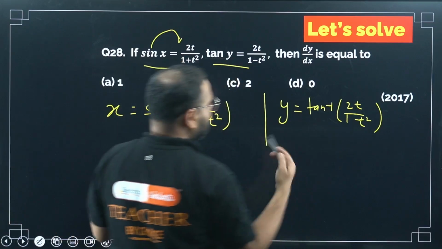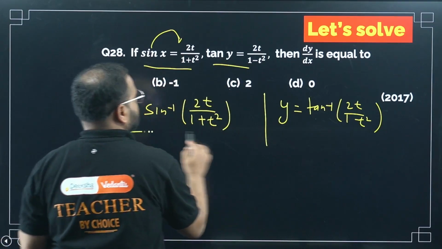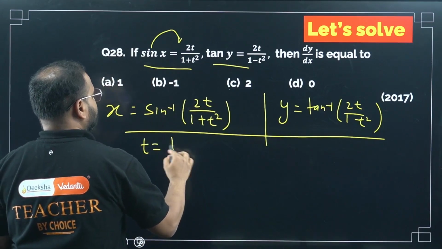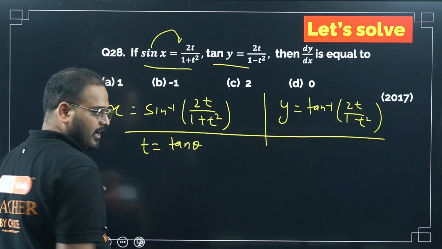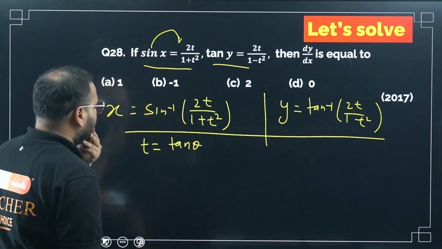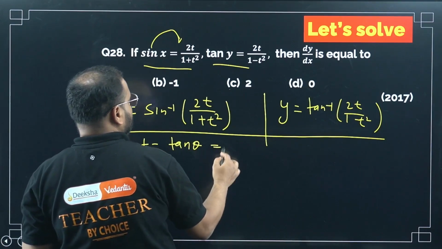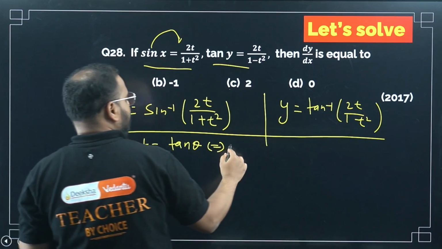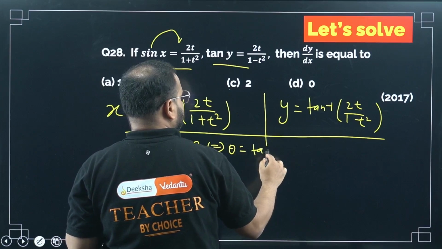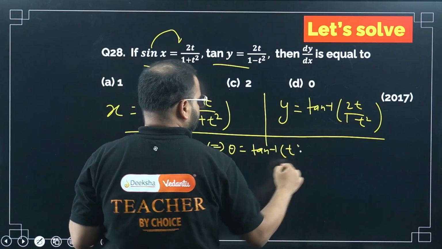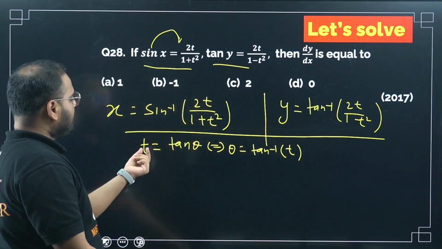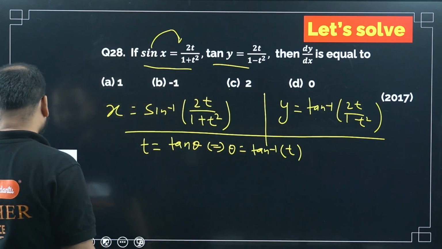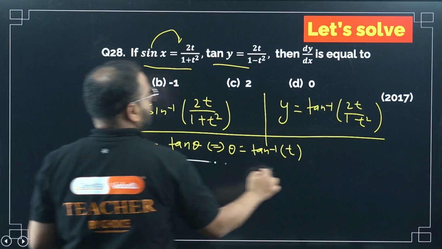before writing it, let me take the substitution first. Then it will become easier for you to understand. If I take t equals tan theta, then theta equals tan inverse of t. Correct, right? This is my substitution.